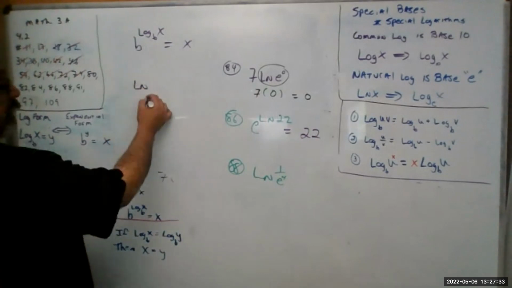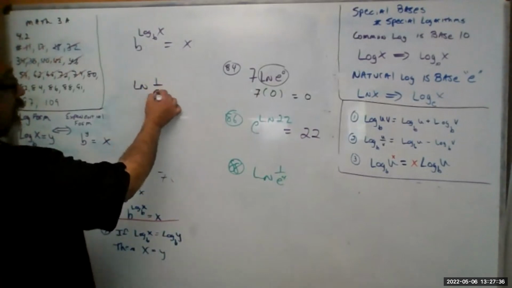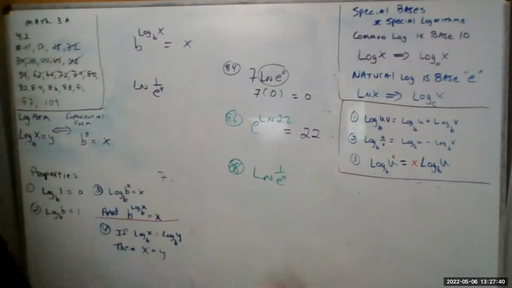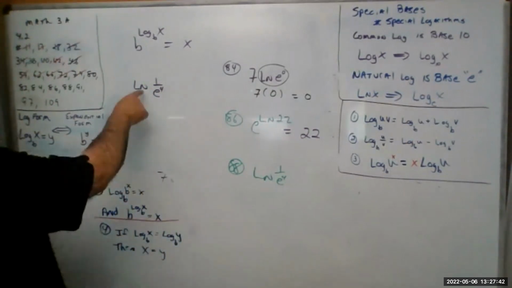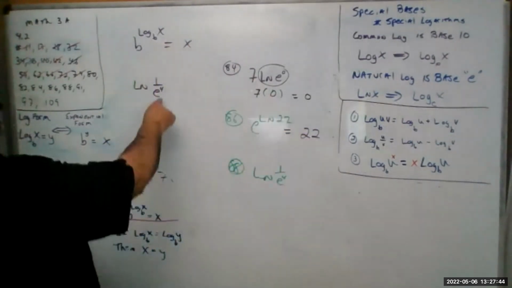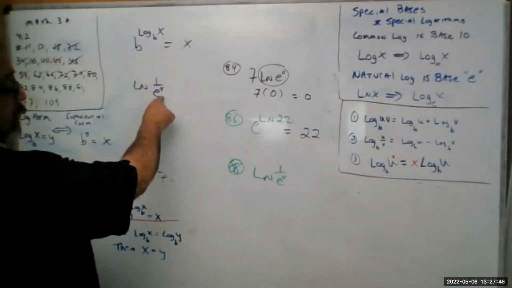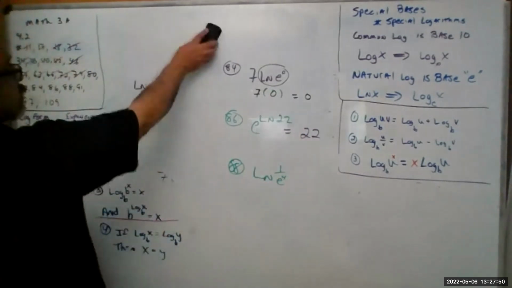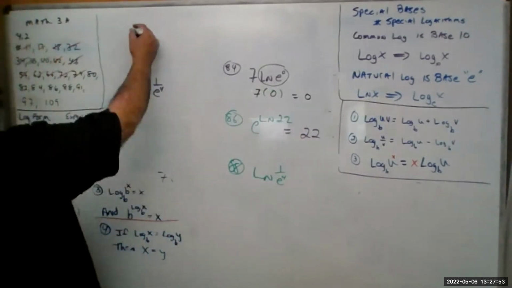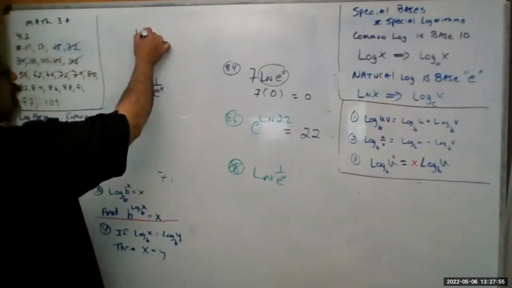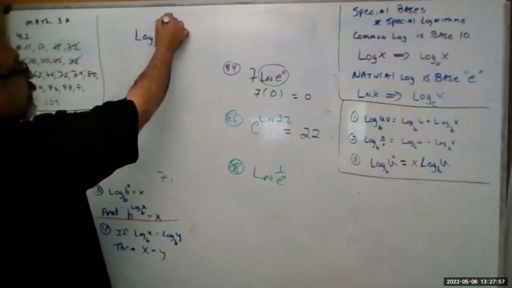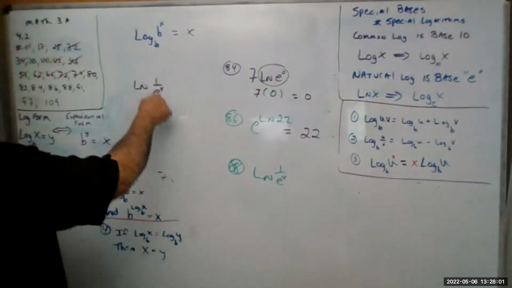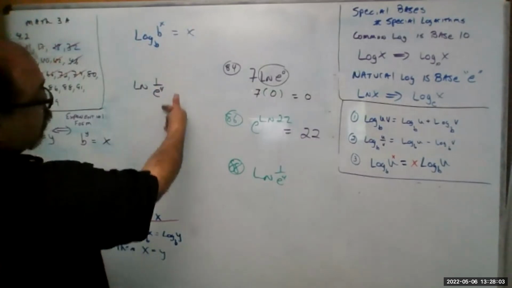88, the natural log of 1 over e to the 4th. Here's what I hope you see. That's a natural log, it's a base e. Hey, that's got an e in it as well. It looks a lot like property 3, which we've done already. It looks a lot like it might be log base b of b to the x. The problem is, it's not e to a power, it's 1 over e to a power.